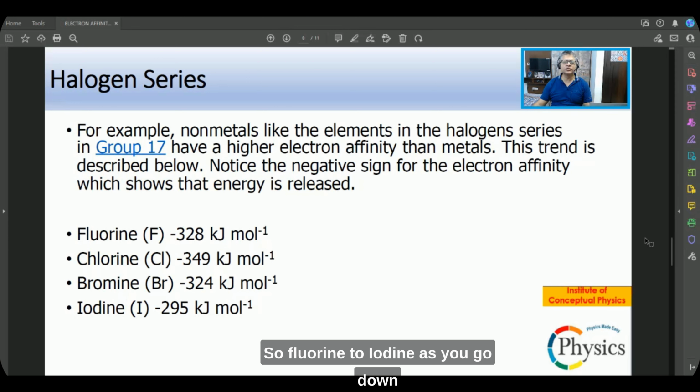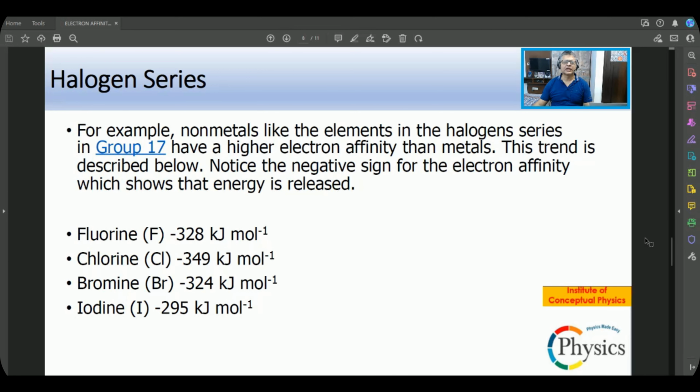So from fluorine to iodine, as you go down the group, you expect it to go down. We will talk about why, but suddenly you have an introduction of chlorine which causes this abnormality. Remember, chlorine is something you have to focus on and understand why it has these abnormally high levels of electron affinity on the negative side. Let's move forward.